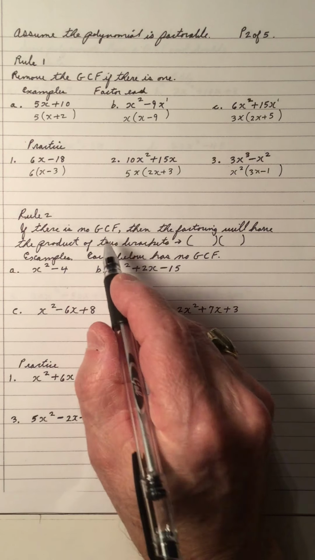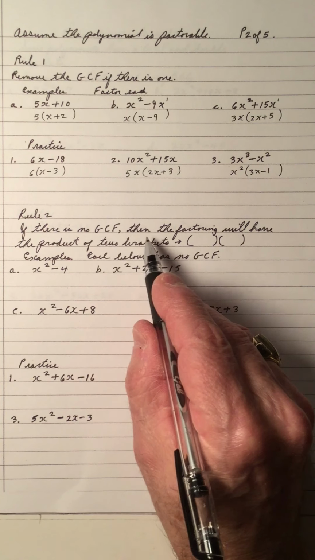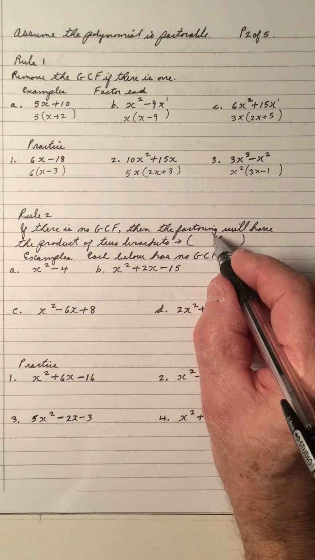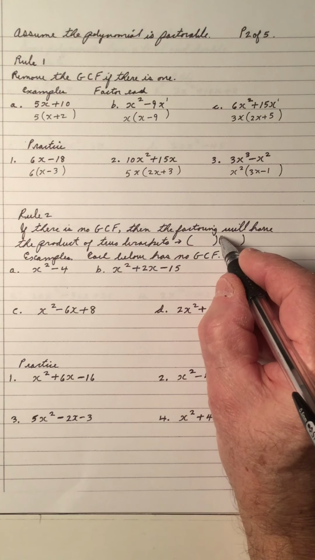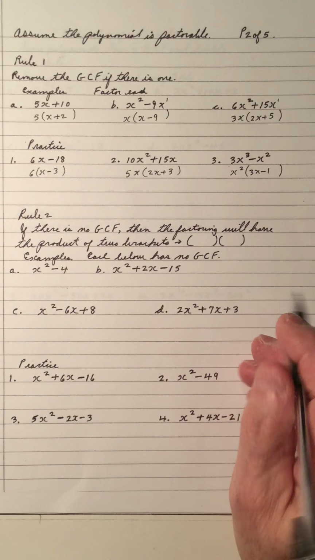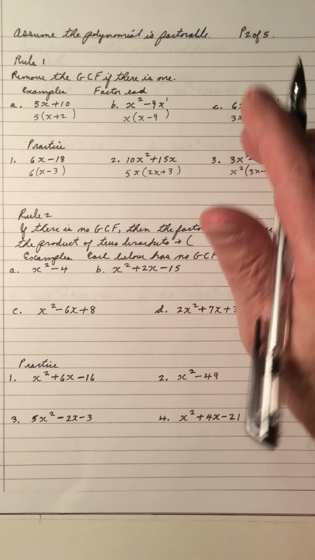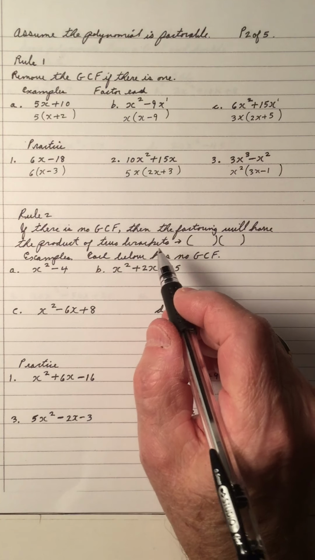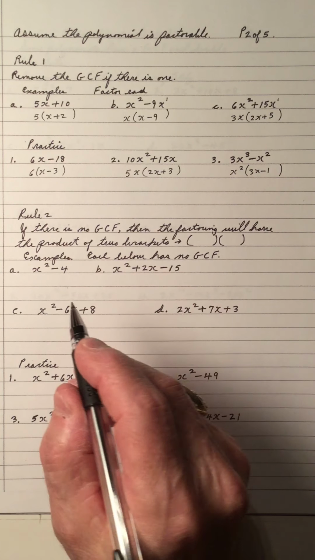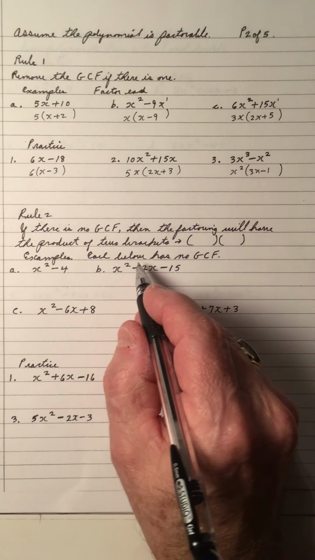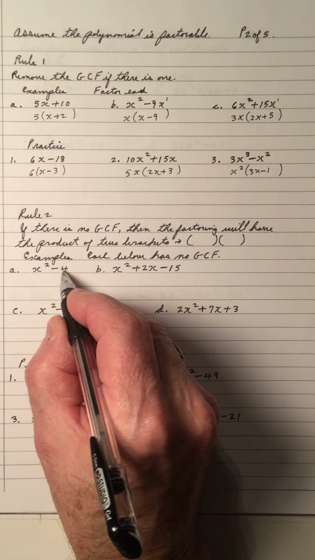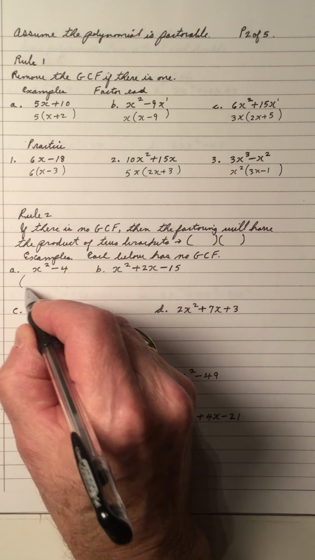Rule 2. If there is no GCF, then the factoring will have the product of 2 brackets. Remember I said the polynomial is factorable, so if you can factor it and there's no GCF, then you're going to have to use 2 brackets. Each below has no GCF. Notice there's no GCF here. No x, no number. So it has to have 2 brackets.